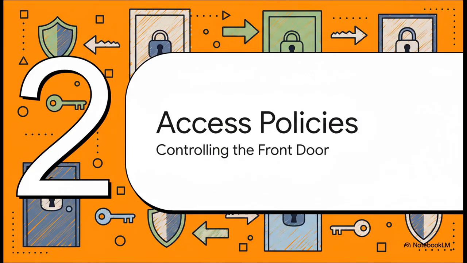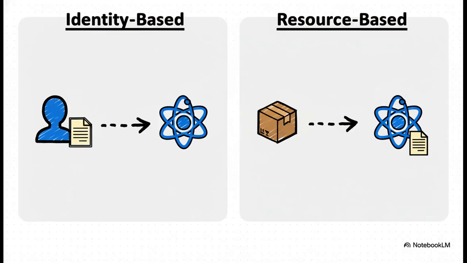Okay, so we've sorted out what our function can do. We've secured its ID badge. Now let's flip that coin over and talk about who gets to knock on the front door. This is where access policies come in. And we've got two main flavors here. Identity-based policies are for people. You attach them to a user or a group to say, hey, this developer is allowed to call this function. But resource-based policies, those get attached right to the Lambda function itself. They're for giving other services, like S3 or API Gateway, permission to trigger it.